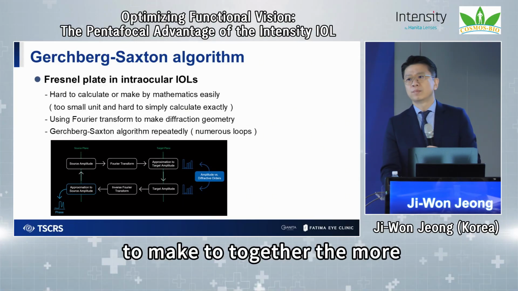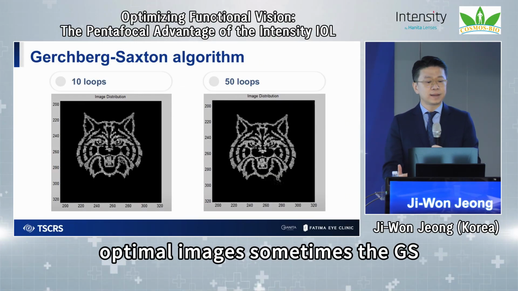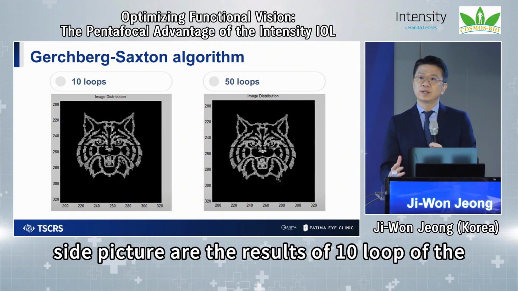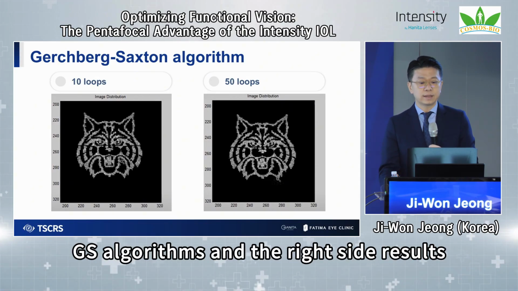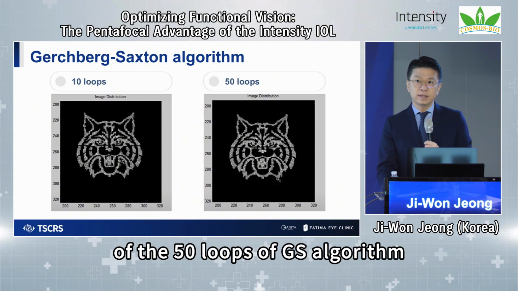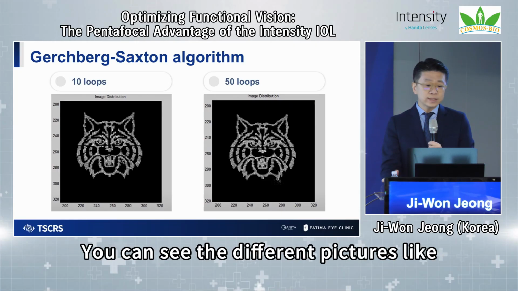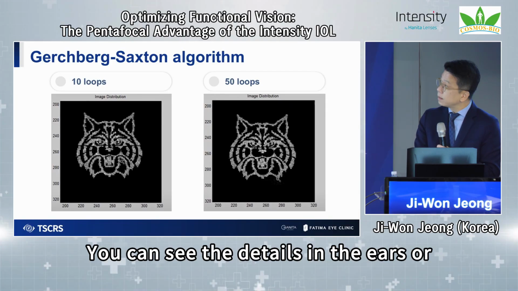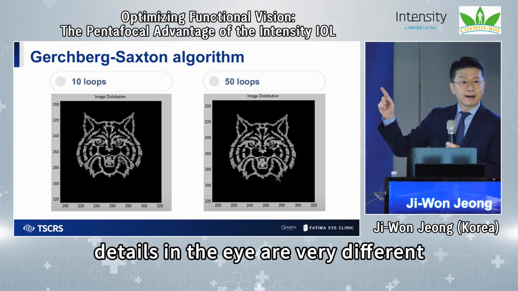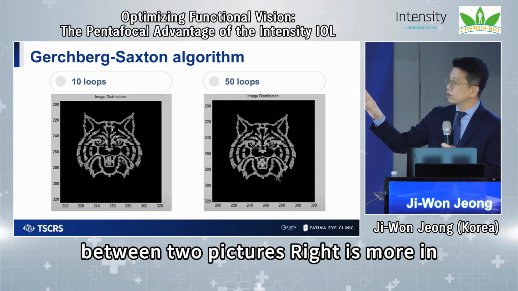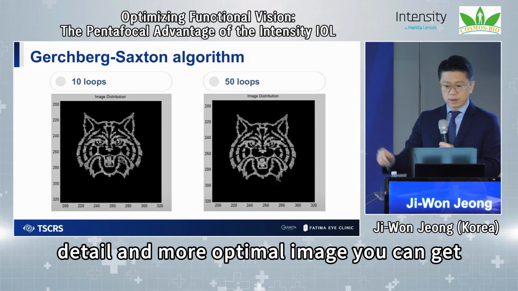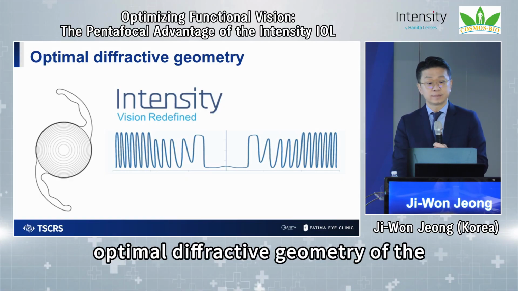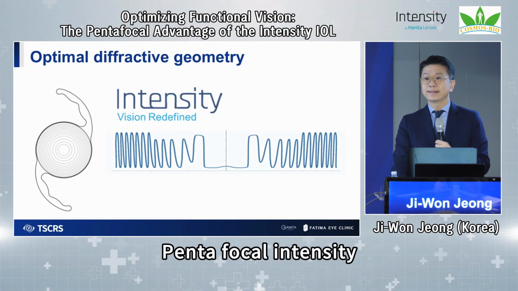For example, to get more optimal images, sometimes the GS algorithm is used like this. The left side picture is 10 repeated loops of the GS algorithm, and the right side is the result of 50 repeated loops of the GS algorithm. You can see the different pictures left and right. You can see the details in the ears or the eye are very different between the two pictures. The right is more detailed and is the more optimal image you can get. And so finally, we can get the optimal diffractive geometry of the pentafocal Intensity.